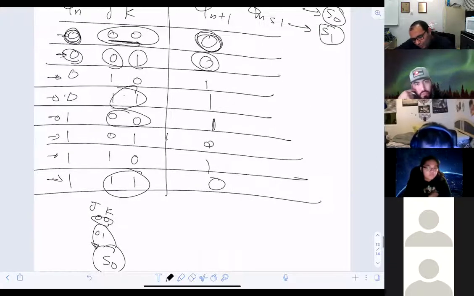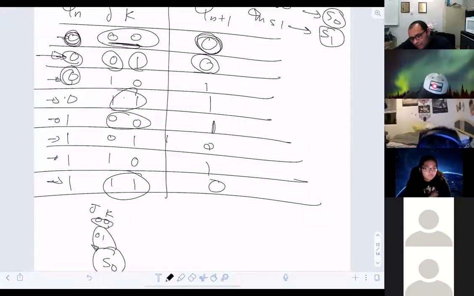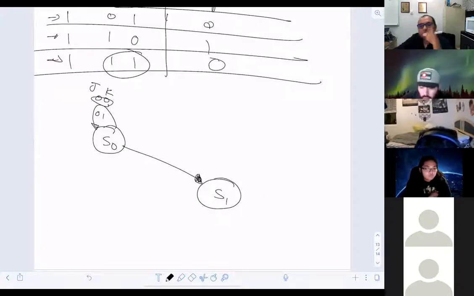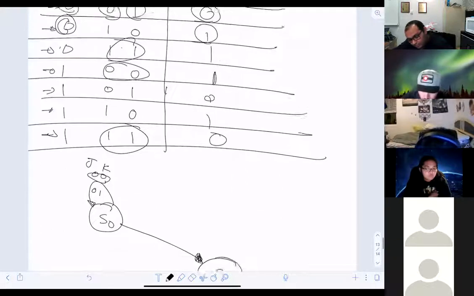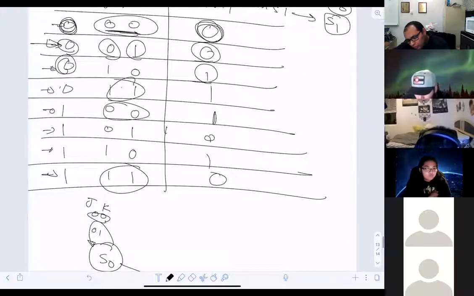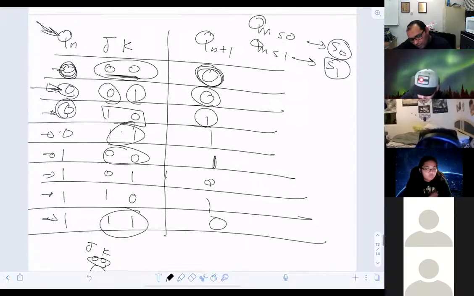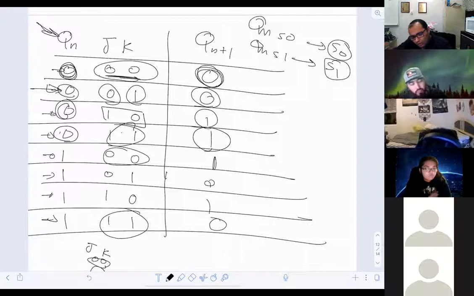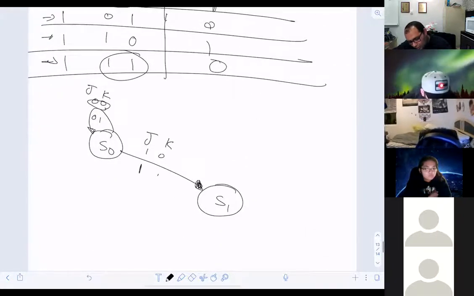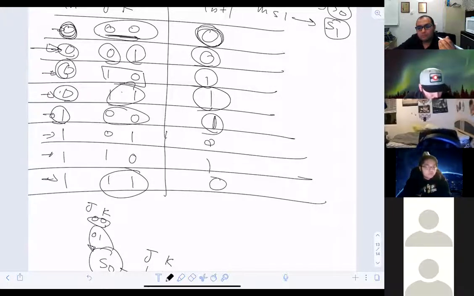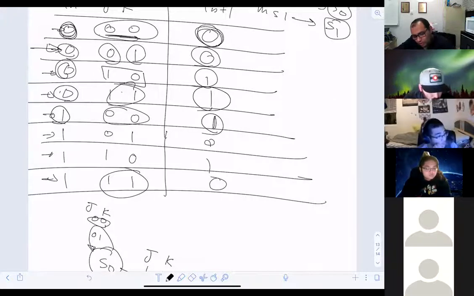Now we finished the second state. Third, S0 moving to 1, when it is 1, 0. So I can just write here JK 1, 0. Then S0 moving to 1 when it is 1, 1. So here is 1, 1. Then I move forward. S1 moving to 1.